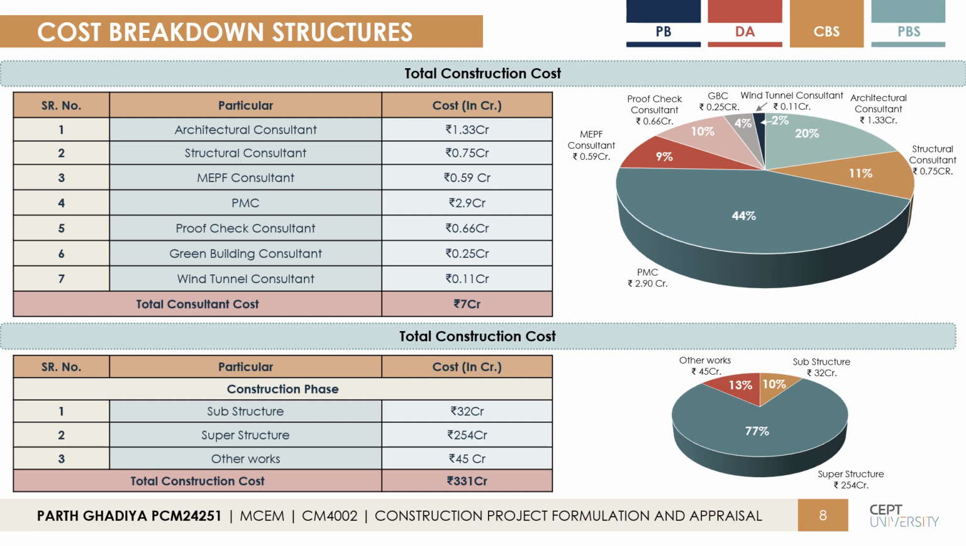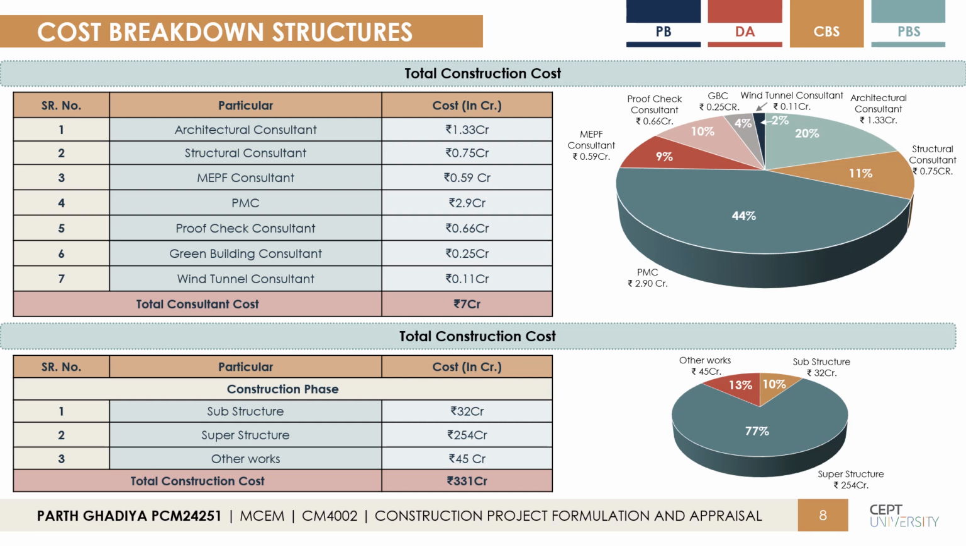which is 1.33 crore rupees, structural consultant 0.75 crore rupees, MEPF consultant 0.59 crore rupees, project management consultant 2.9 crore rupees, proof check consultant 0.66 crore rupees, green building consultant 0.25 crore rupees, and the wind tunnel consultant 0.11 crore rupees.